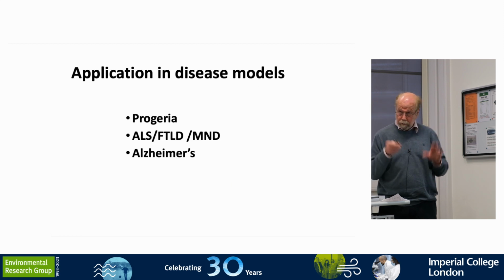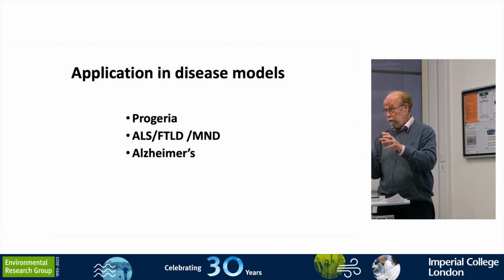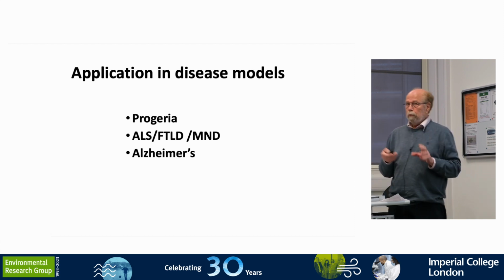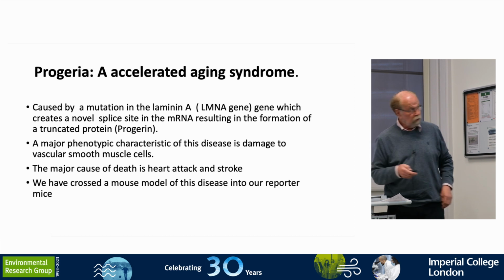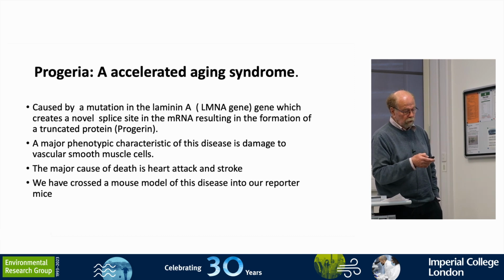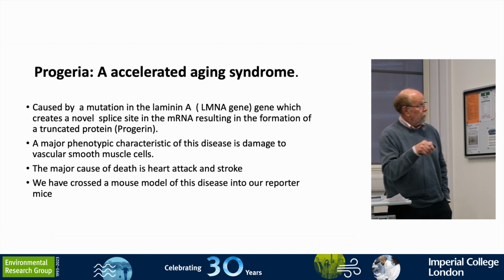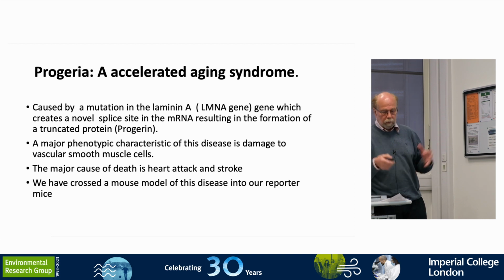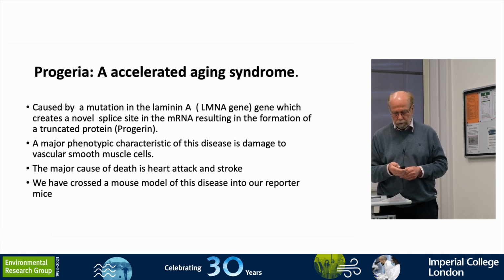A couple more, just to finish with a couple of studies where we've actually been using the reporter mice to understand neurodegenerative or degenerative diseases in general. So one is that we've been studying progeria, which is an early onset aging disease, as you will all know. It's due to the formation of a compound called progerin, which is a truncated version of lamin A. And that accumulates in cells and causes the onset of this disease.